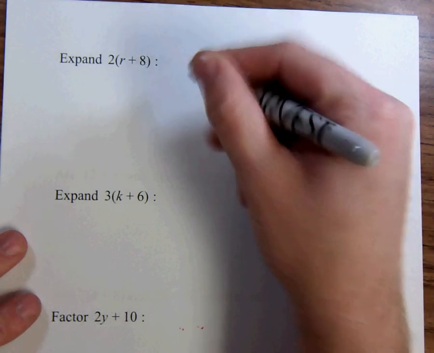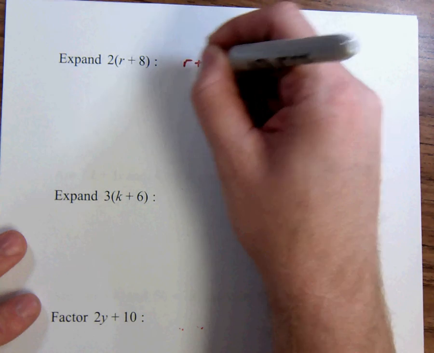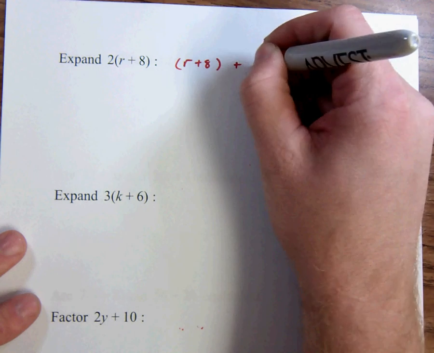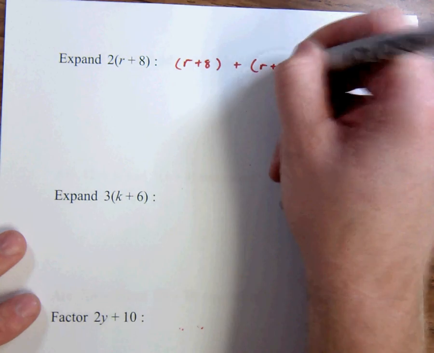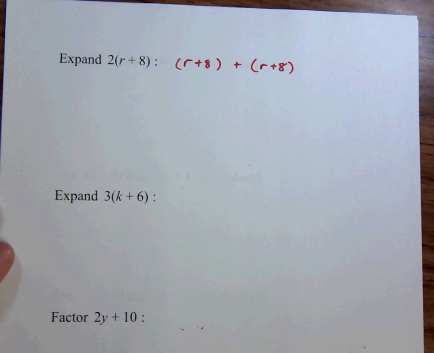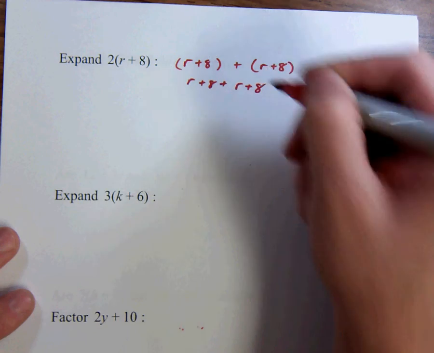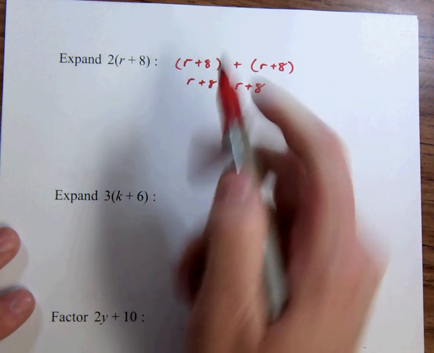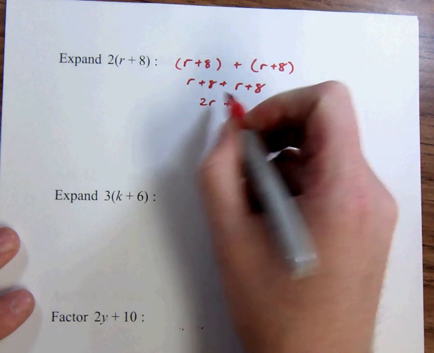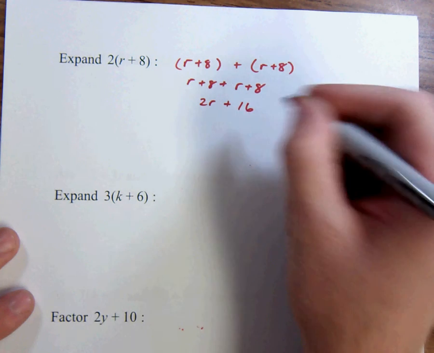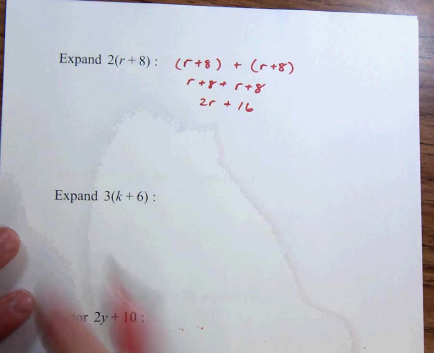So this is basically saying r plus 8 plus r plus 8. And you don't really need the parentheses, r plus 8 plus r plus 8. Well, I have 1r, 2r, plus 8 plus 8, well, that is 16. So this is the same thing as 2r plus 16.